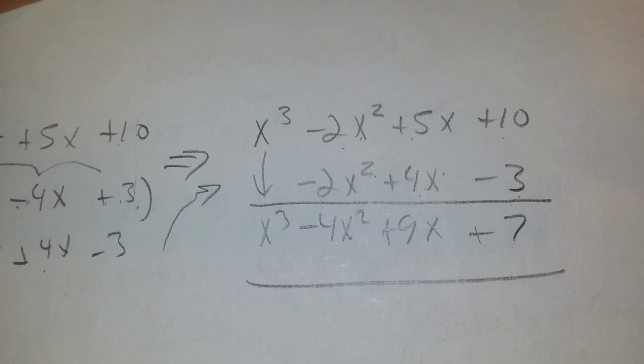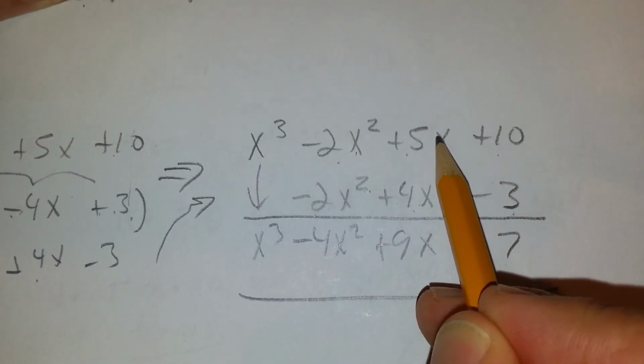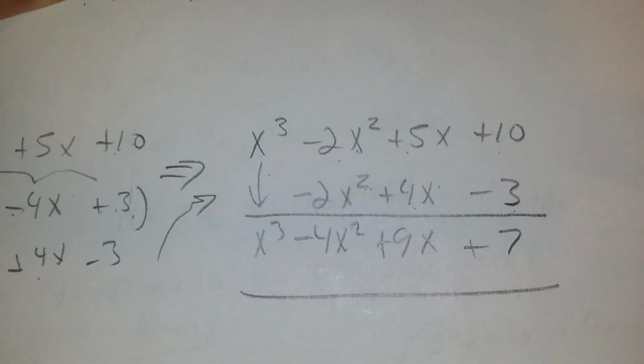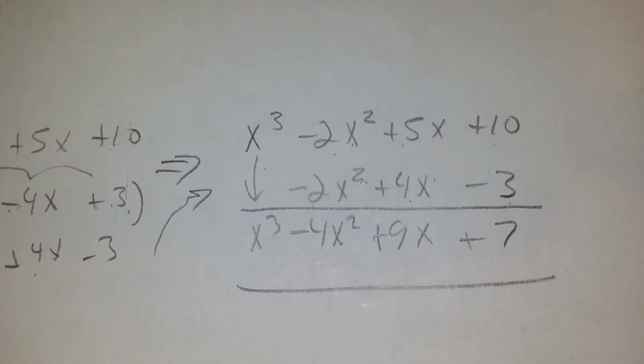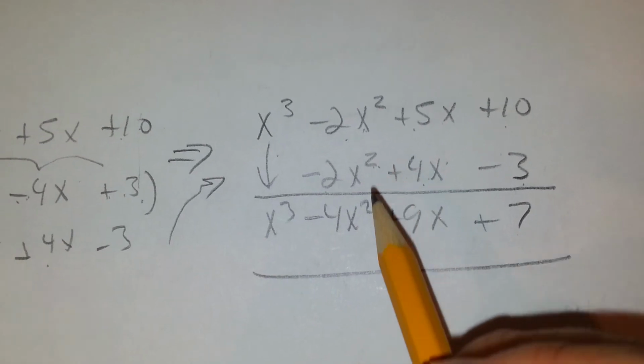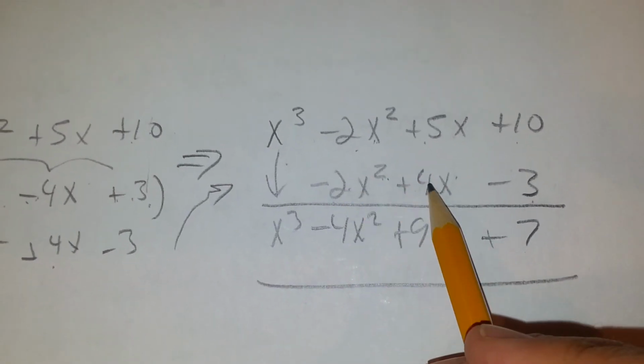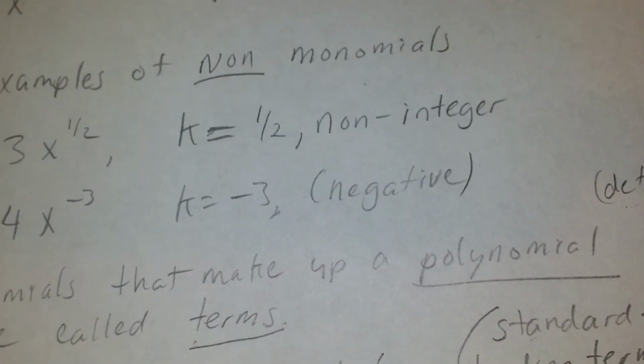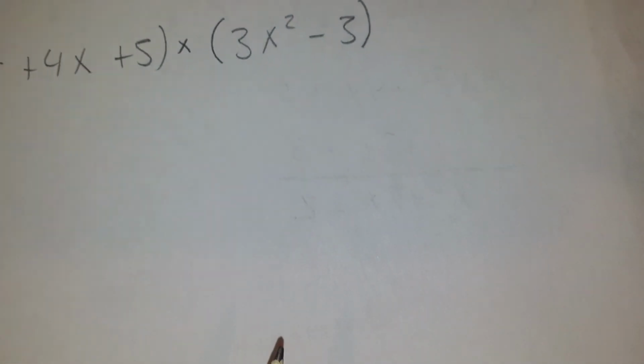And there's your answer. But you need to keep each term in the proper place value. If I didn't have any x's here, I'd put a 0x to keep the placeholder because you don't want this in the wrong place. All right, now let's do multiplication.